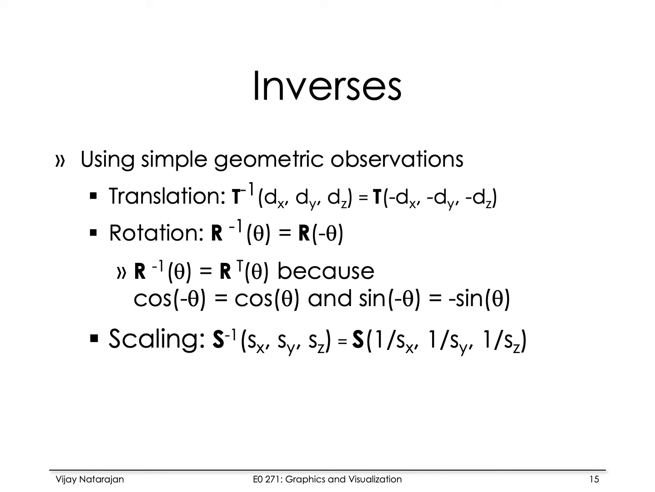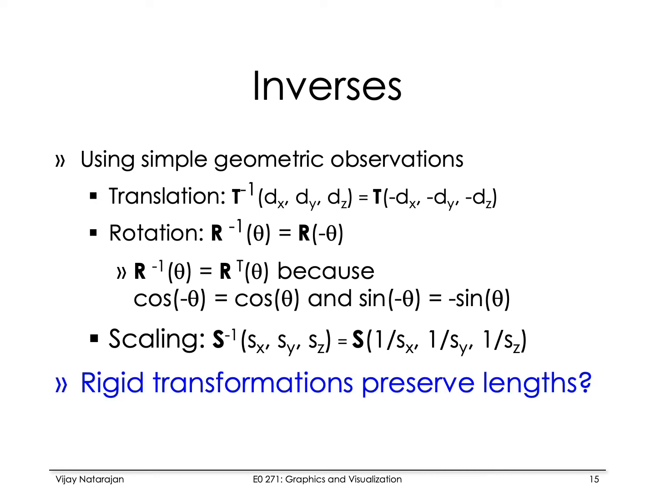So you may want to now check explicitly if rigid transformations indeed preserve lengths. I will just define what a rigid transformation is, maybe not formally: a translation and a rotation are considered rigid transformations. They are essentially transformations that rigidly move an object to a new position.